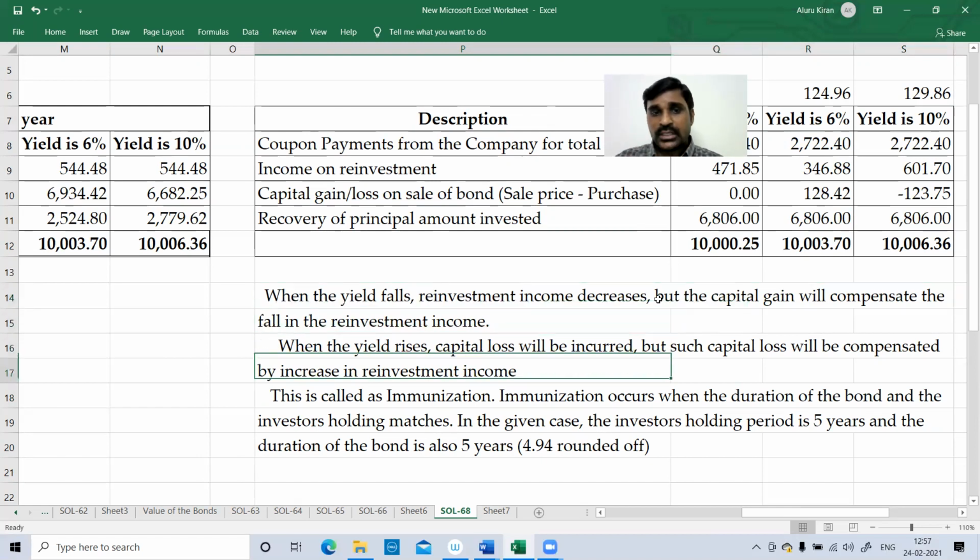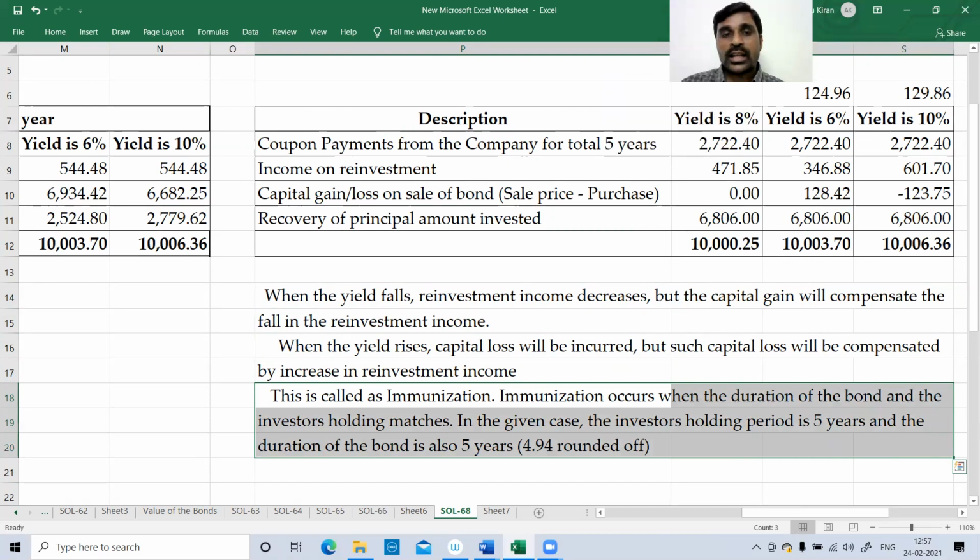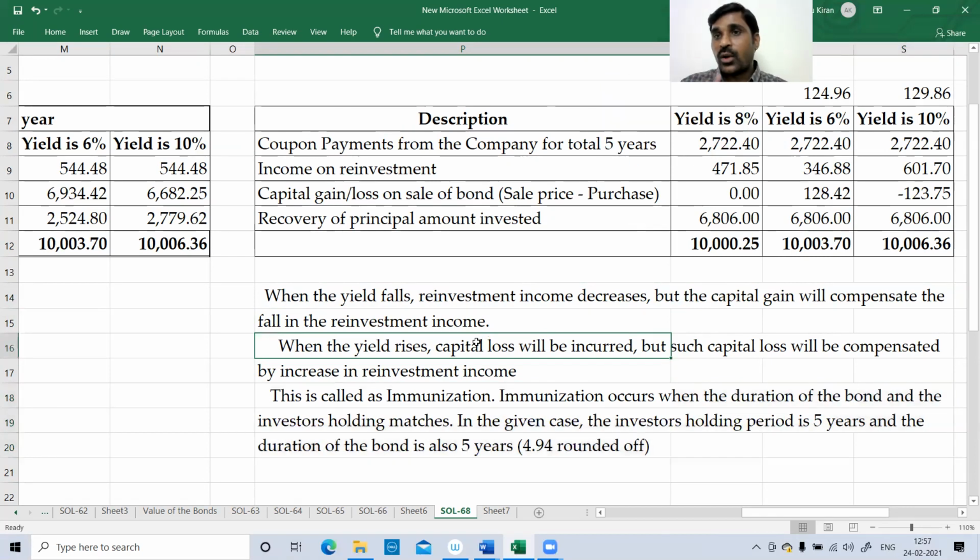This is the situation when immunization happens. I hope you understand this concept. You can watch the video a couple of times to get clarity. Your main answer will be there in the main book solution, whatever I've given. Whatever rough calculations I have done, you can take a photo of them.